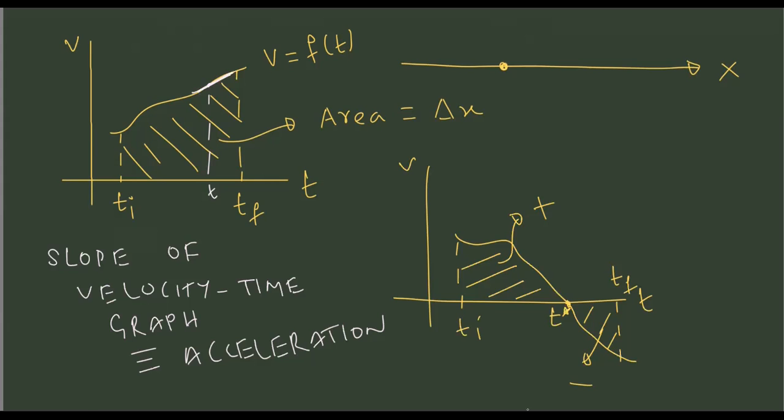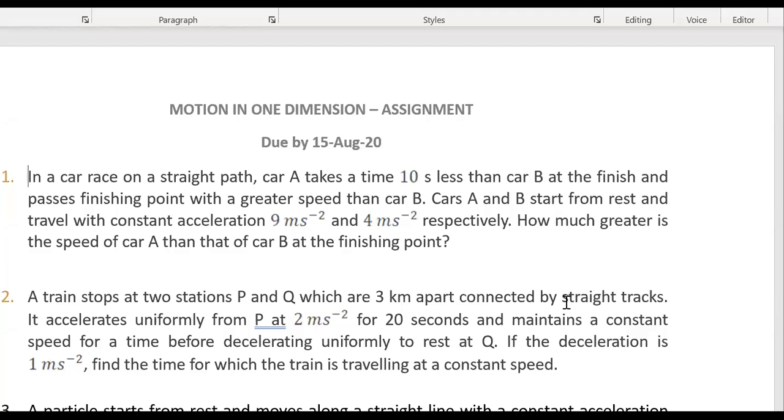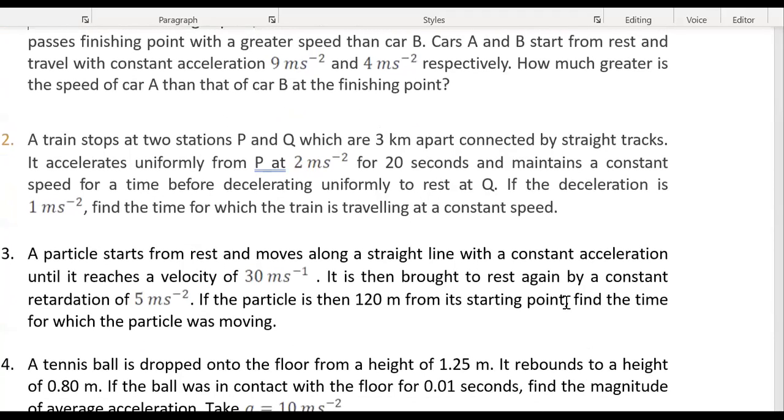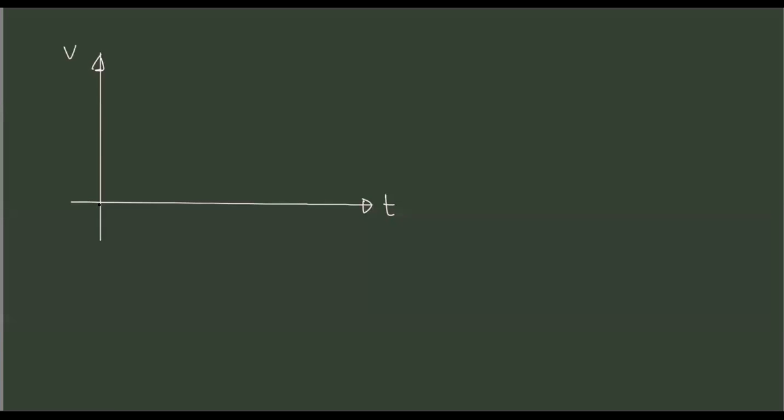So let's say, if you look at the second problem, this can be solved using a velocity time graph. The train stops at 2 stations. If it stops at 2 stations, obviously it is going to start from rest, so let's say at t equal to 0, and then it is going to stop somewhere here. This point corresponds to station P, and this point corresponds to station Q.